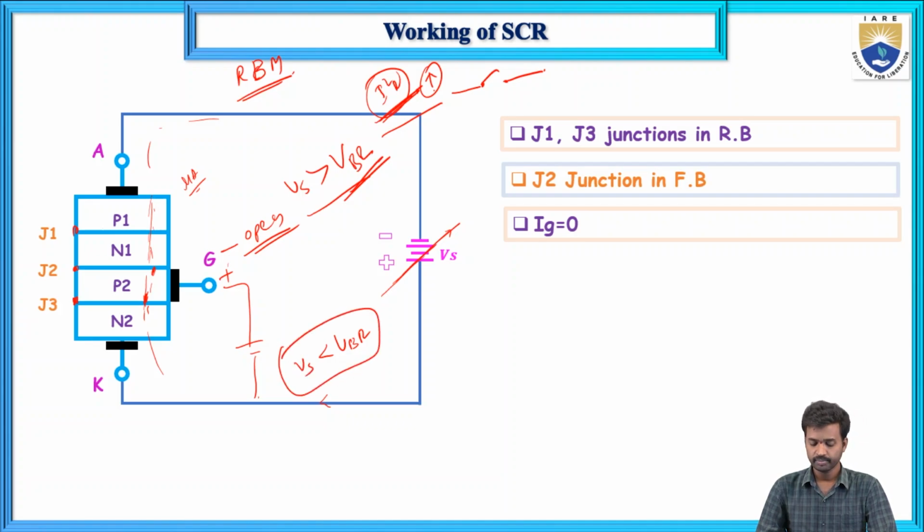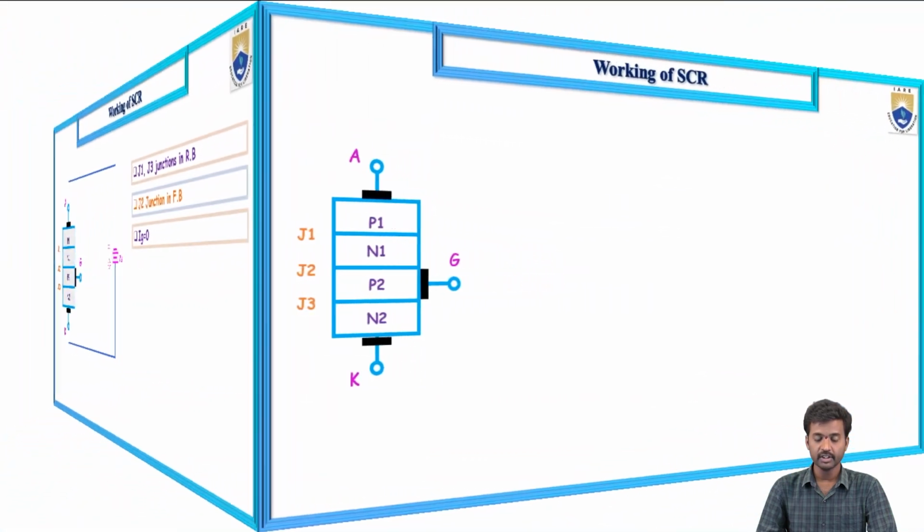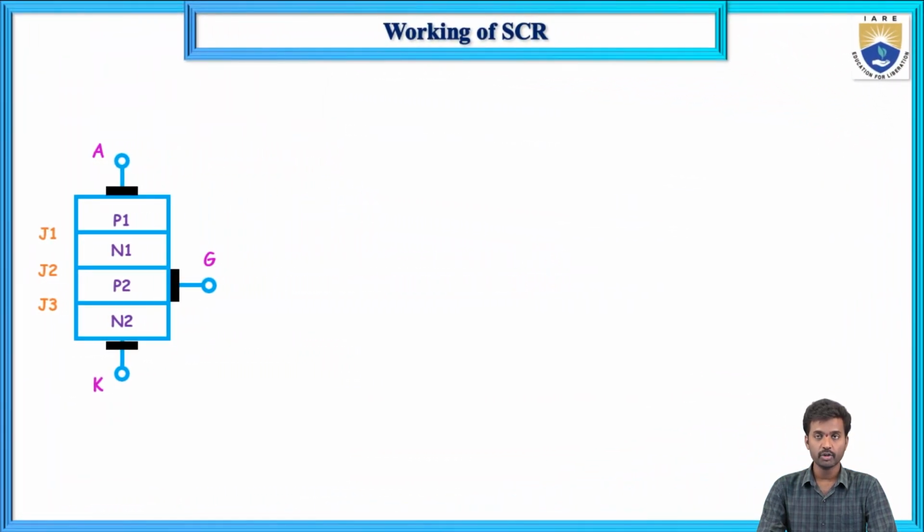So the second point: in the reverse blocking mode the SCR acts as an open switch. Only a very small amount of current flows, that is the leakage current. It acts as an open switch and offers high impedance.